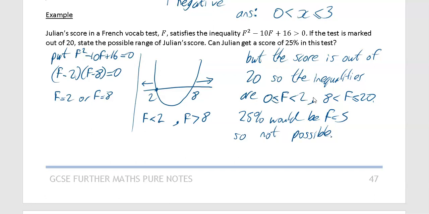Okay, folks, you're now ready to do that example answered. You're now ready to do the GCSE Further Maths book. It's exercise 5B.